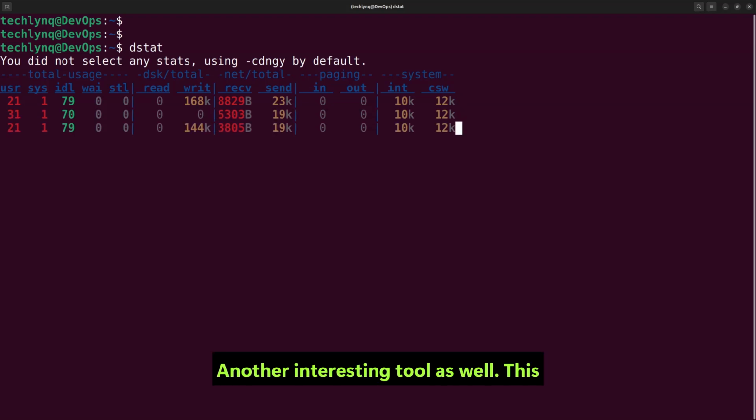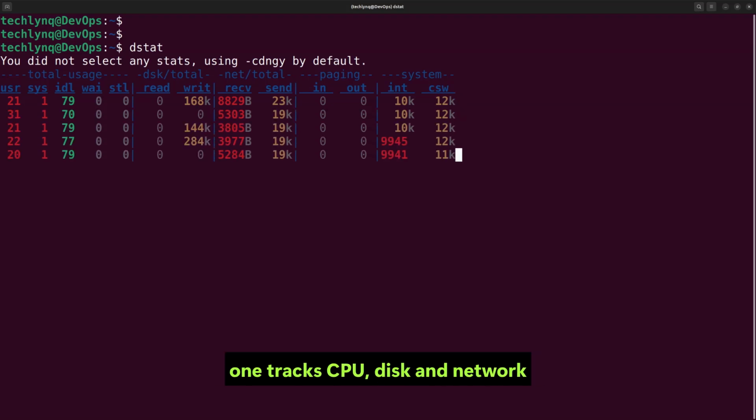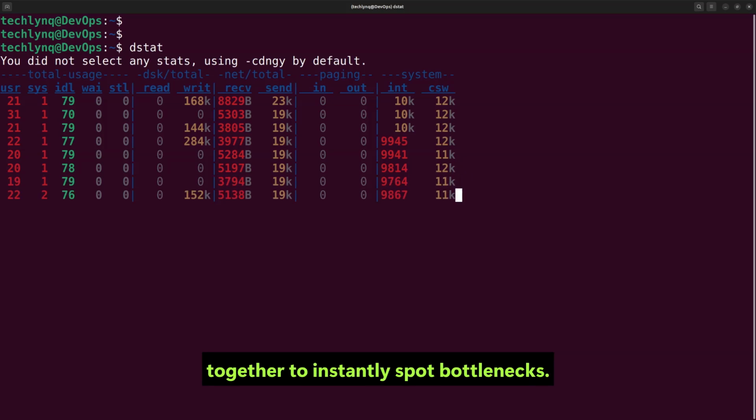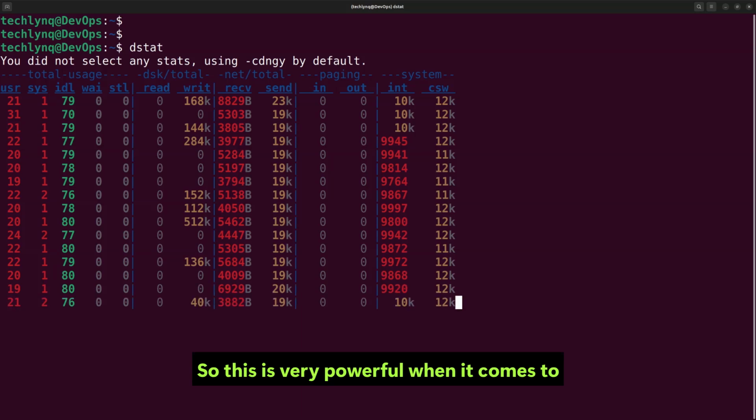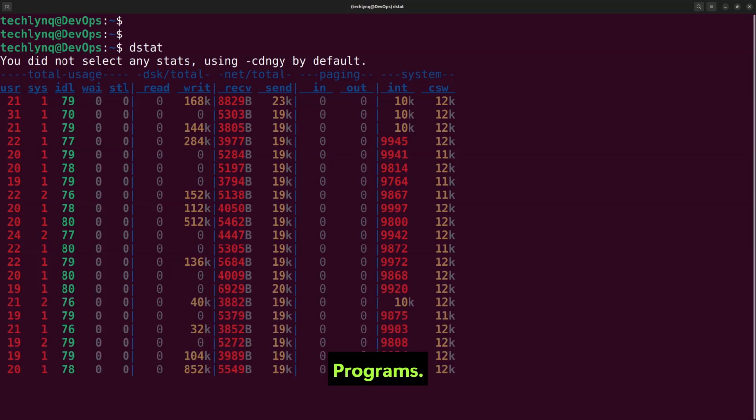Another interesting tool as well. This one tracks CPU, disk, and network together to instantly spot bottlenecks. So this is very powerful when it comes to monitoring all of these programs.